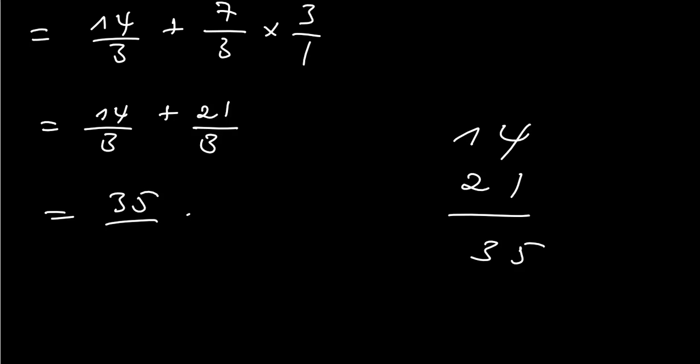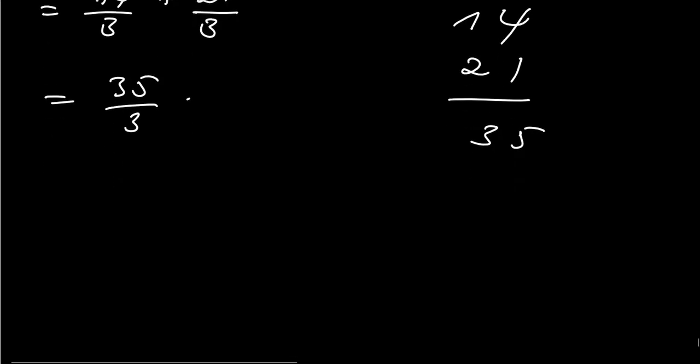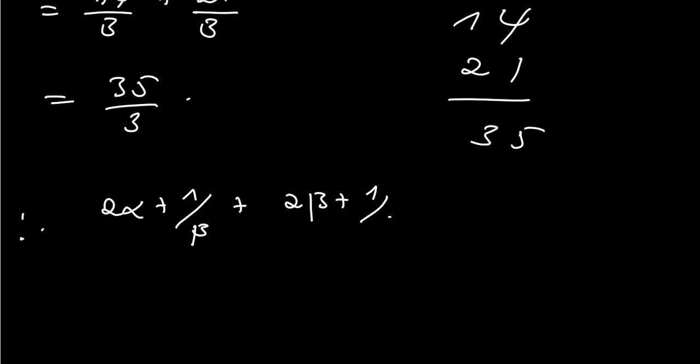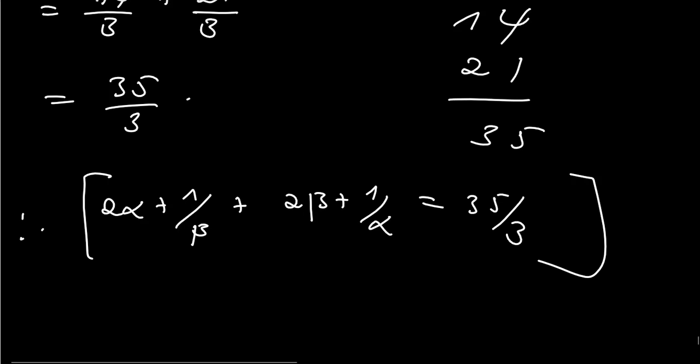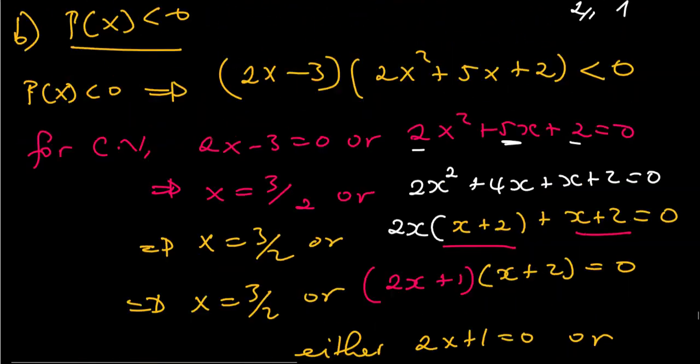So what does it imply? This definitely means that the value of the expression 2 alpha plus 1 on beta plus 2 beta plus 1 on alpha should give us 35 divided by 3. So that is the response to that question.